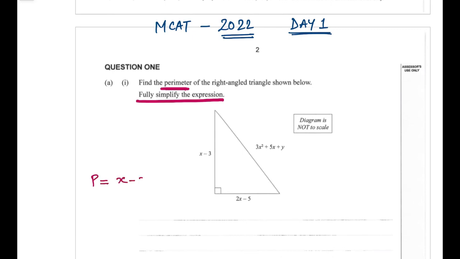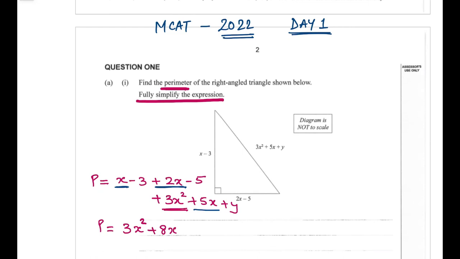So it's going to be x minus 3 plus 2x minus 5 plus 3x squared plus 5x plus y, right? So now let's see, we just have one x squared, so it's going to be 3x squared. We have a few x values, so that is x plus 2x becomes 3x, 3x plus 5x becomes plus 8x. Then we have plus y, there's only one y value, and then at the end we have two constants, and that is minus 8. Cool, that's the answer.